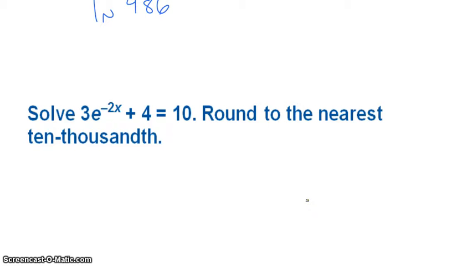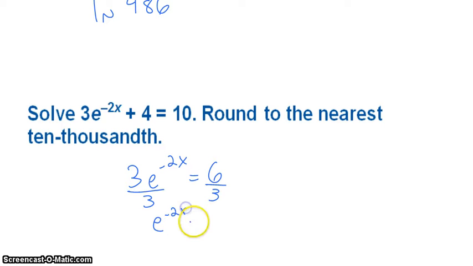Alright, solving. Similar to what we did before, I want to try to get e all by itself. Then I'll use my strategies. So, first off, I will subtract 4 on both sides. So I've got 3e to the negative 2x equals 6. Goal is to get e all by itself, so I'm going to divide both sides by 3. So I've got e to the negative 2x equals 2.